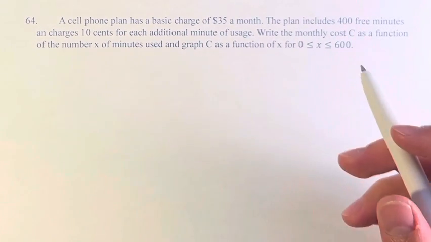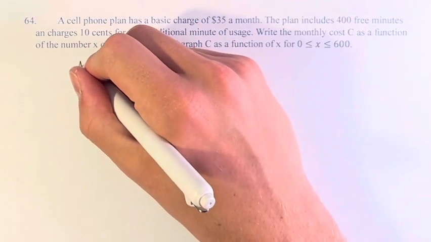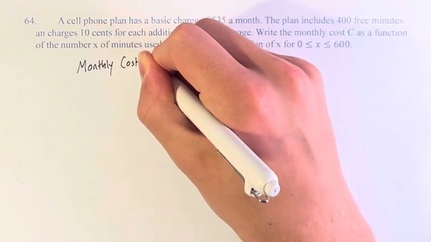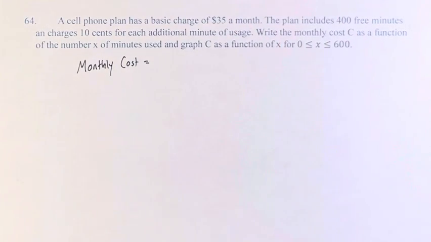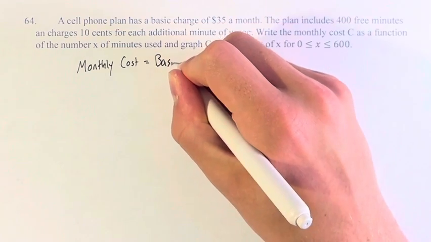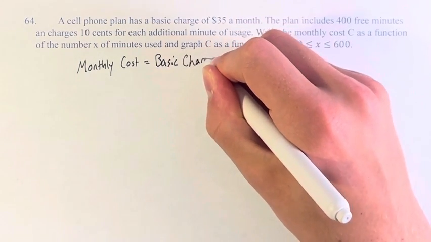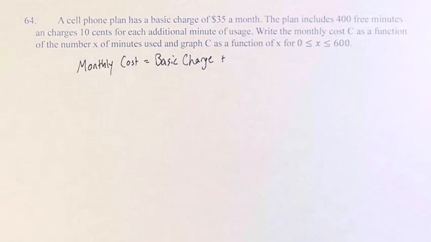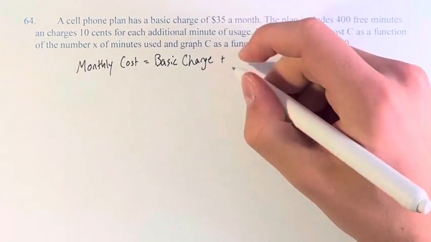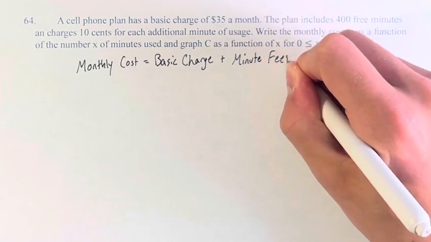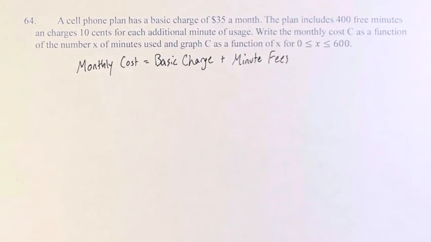So let's see, we're looking for the total monthly cost. This can be broken down into the basic charge, which you have to pay no matter what, plus the minute fees. I don't know a better way to call it, the amount you're charged for actually using your cell phone.